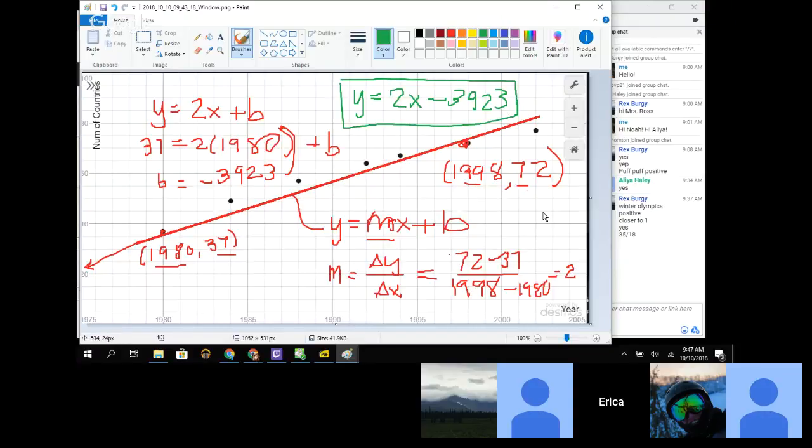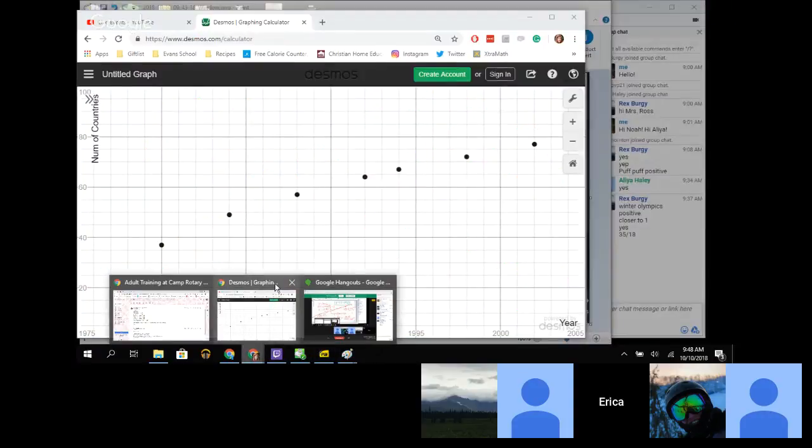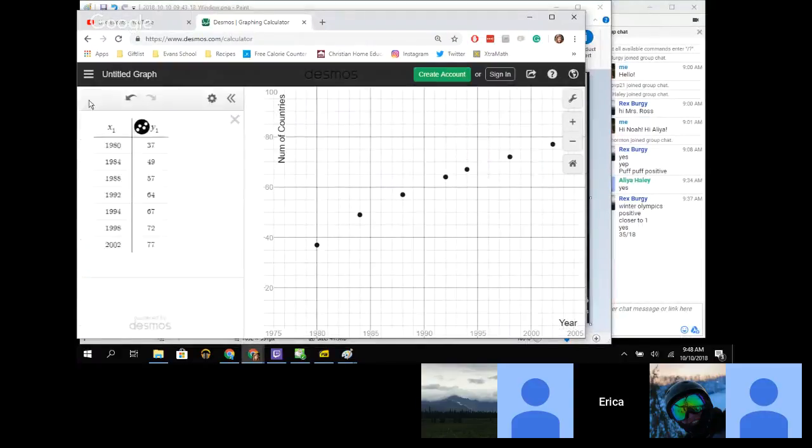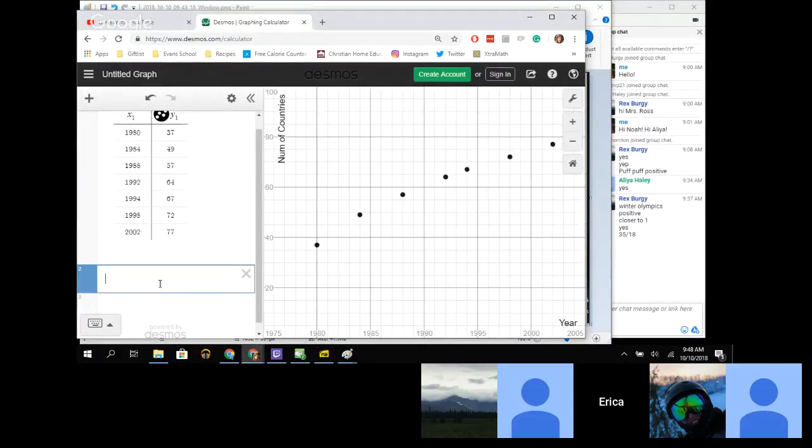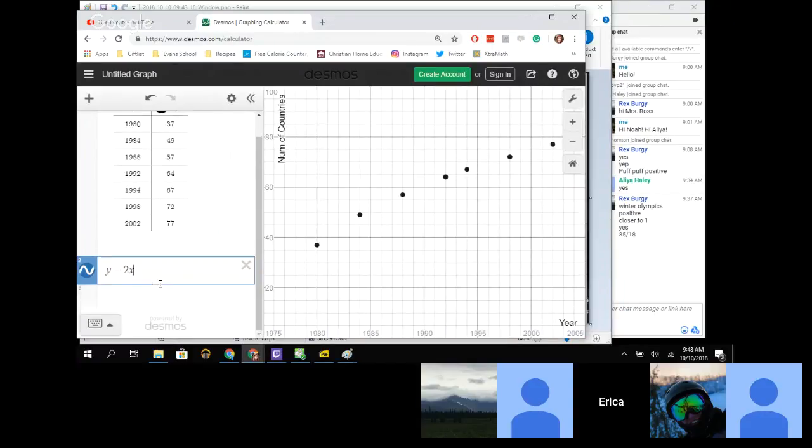Okay. Everybody okay with how I came up with that? We're going to use our skills from how we model lines to actually model real data. Now, if I go back to Desmos and plug in this line that I think fits best, let's see if we did a good job. Okay, so I have my line. I also have y equals 2x minus 3,923, and that's the line that we just came up with. Look at that. It actually models our data pretty well, right? We have a pretty good model.